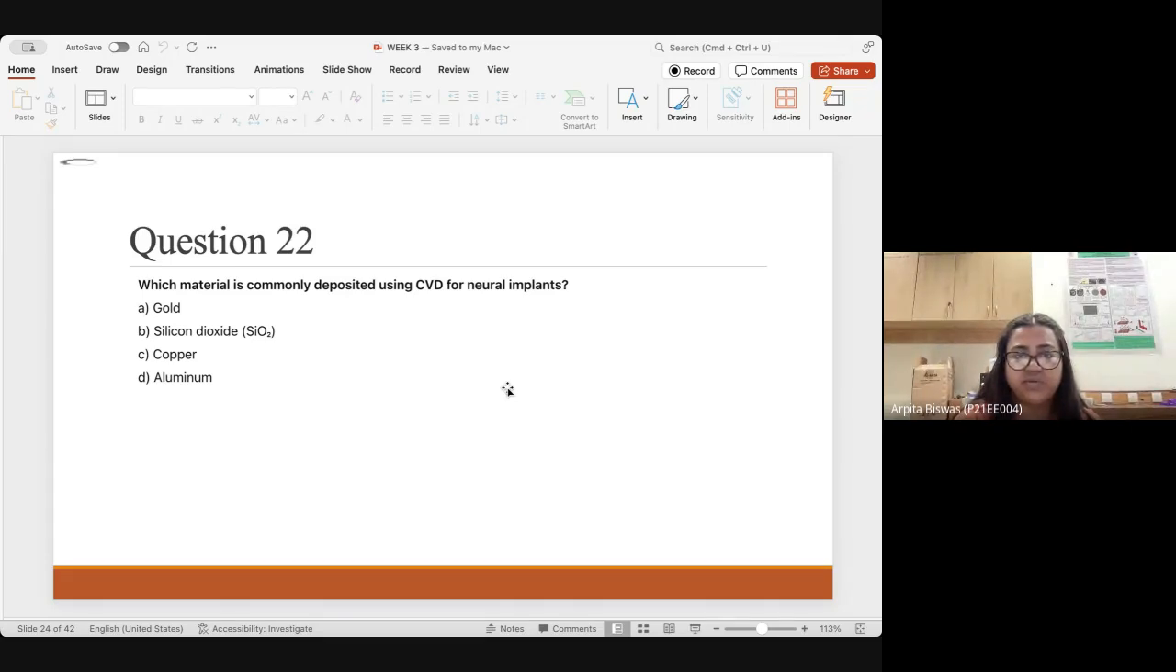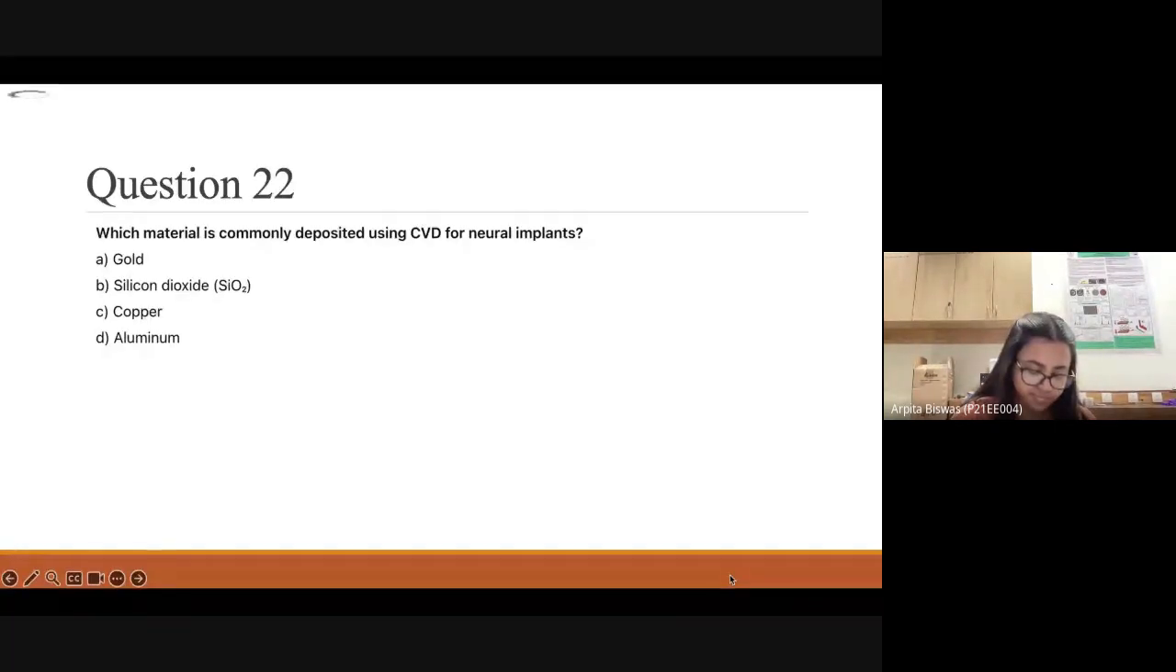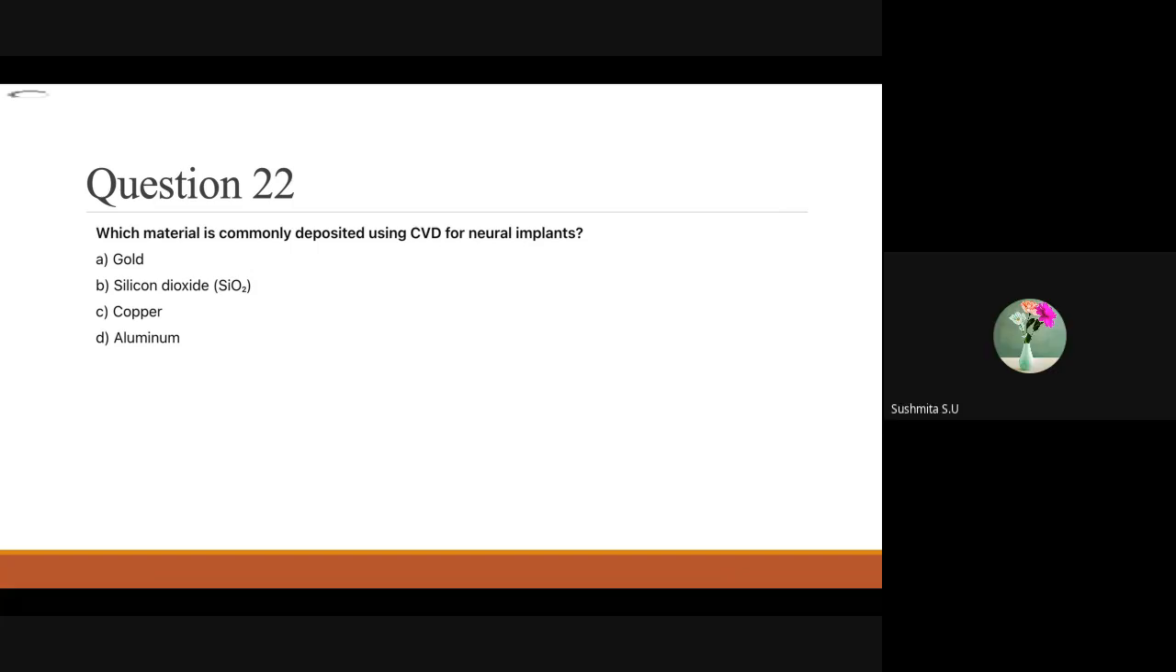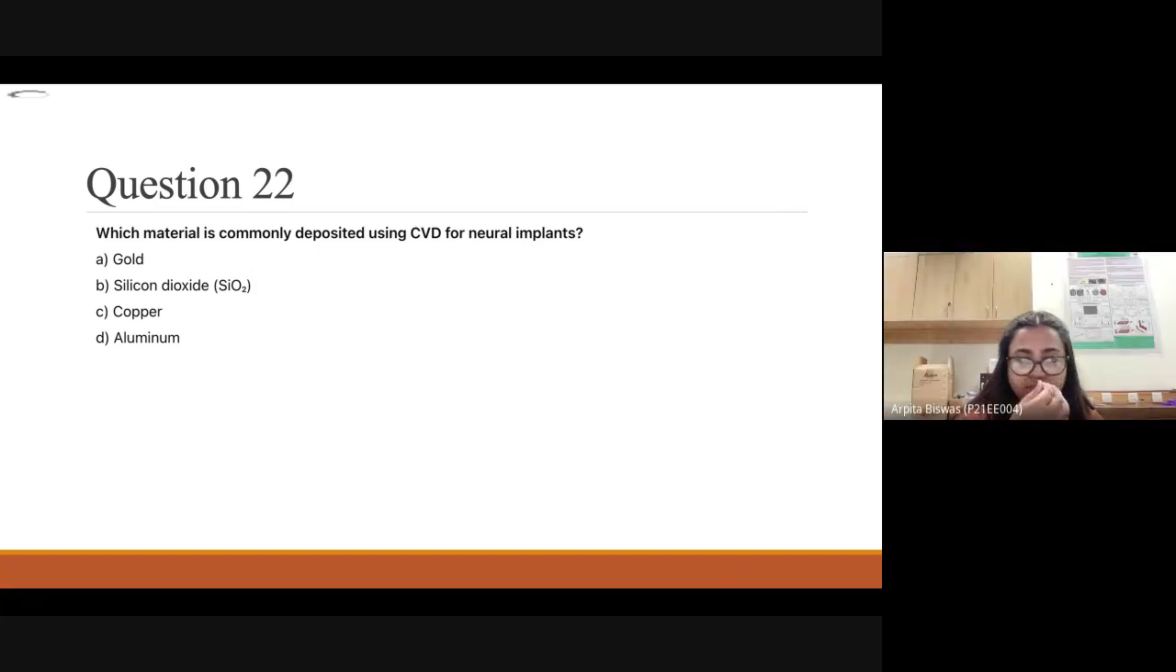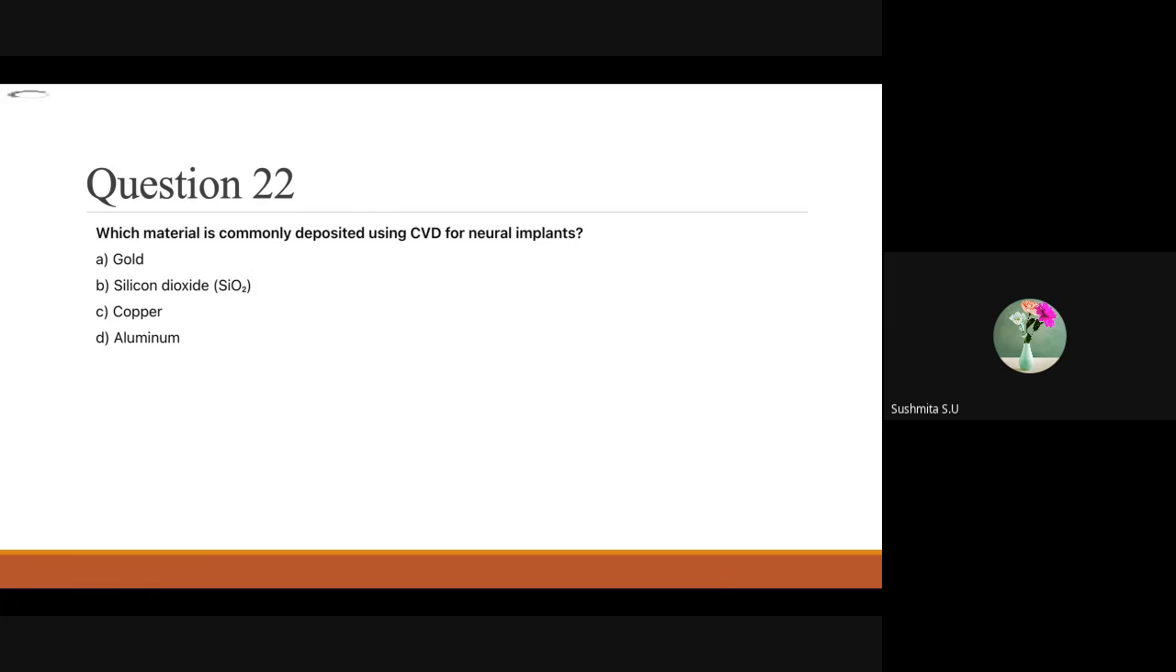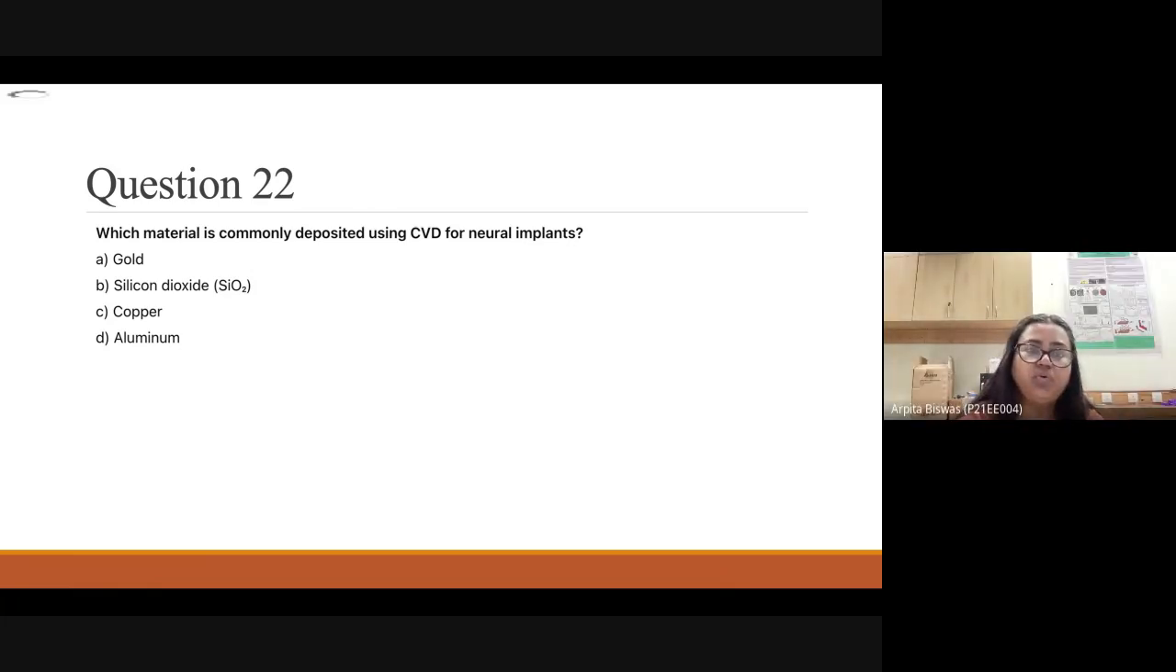Which material is commonly deposited using the CVD for neural implant? First gold, then silicon dioxide, then copper, then aluminum. So which one is the right option? Gold. No, not gold. Silicon dioxide. Yes, silicon dioxide, because for gold, copper, aluminum, we can go for physical vapor deposition, right? So for CVD techniques, we use oxides or TMDCs, metal sulfides, this type of material.